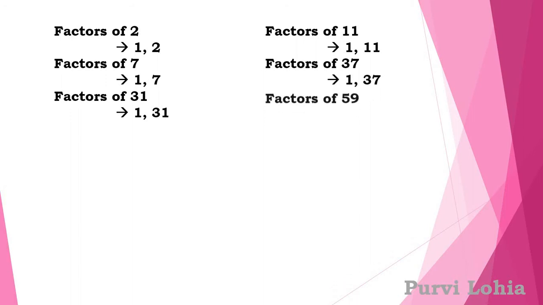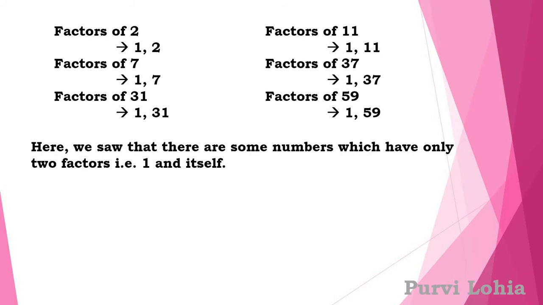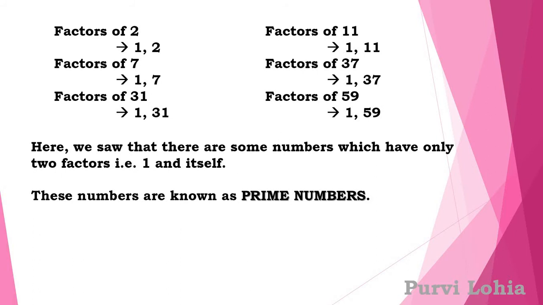Factors of 59, 1 and 59. See, you can check if there is any other factor of any of these numbers. You will not find any. It means all these numbers have only two factors. Here we saw that there are some numbers which have only two factors, that is 1 and itself. See, in all the numbers, 1 is the factor and the other factor is the number itself, right? These numbers are known as prime numbers.